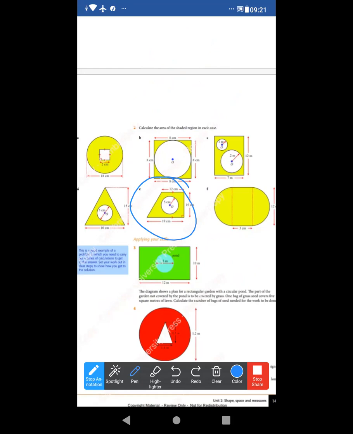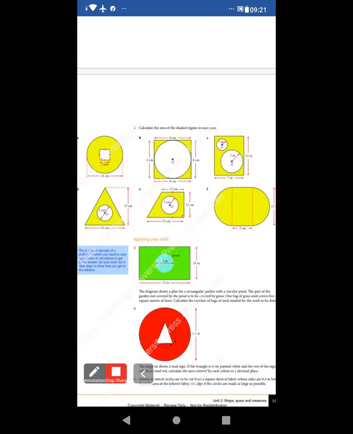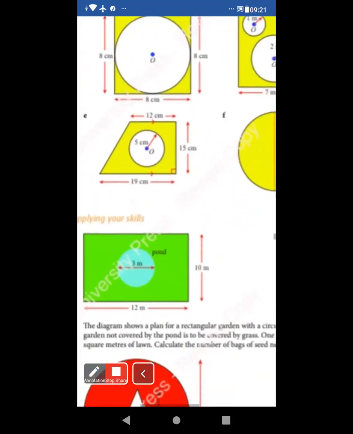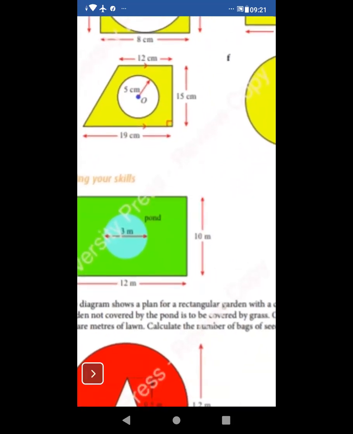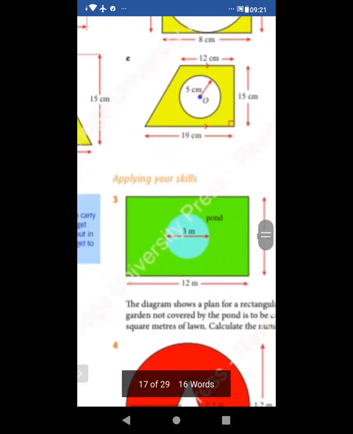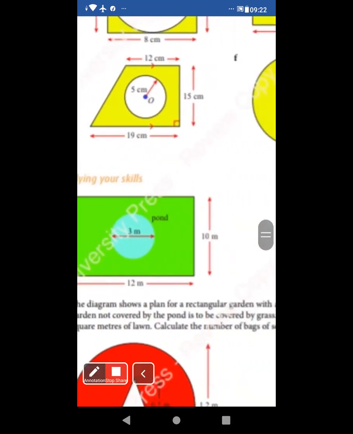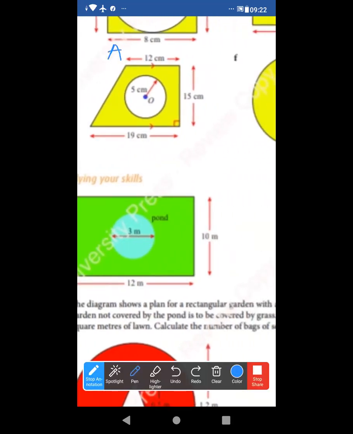Ma'am, completed. Number E figure done? Mine also. Yes, ma'am. Acha. Let me zoom it. Look, this one. Acha, now this is a trapezium. Just look at this. Just name it by A, B, C, D. Trapezoid.